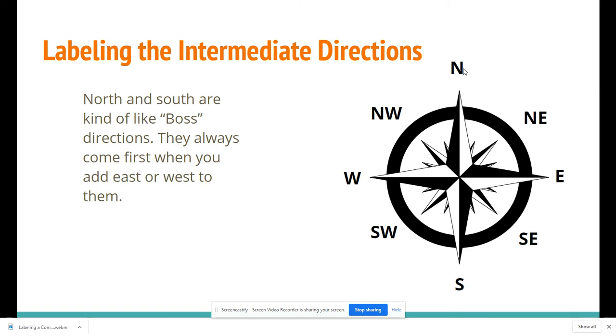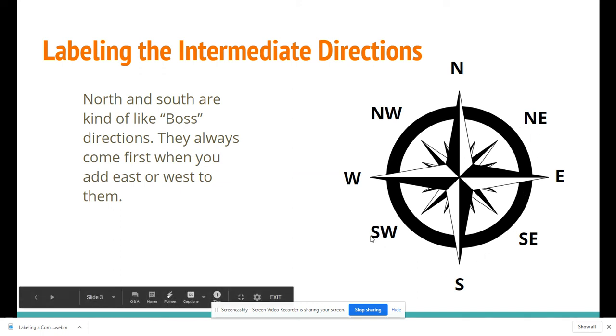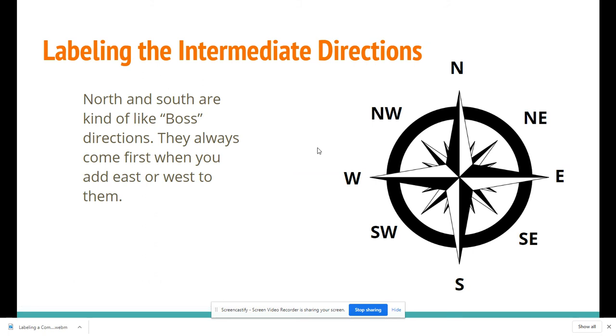One other thing I want you to pay attention to is that all of these labels are capital letters. So whenever you label a compass rose on your own, you always want to make sure that you have capital letters. If your teacher's grading you on how you labeled them, lowercase letters would get some points taken off.